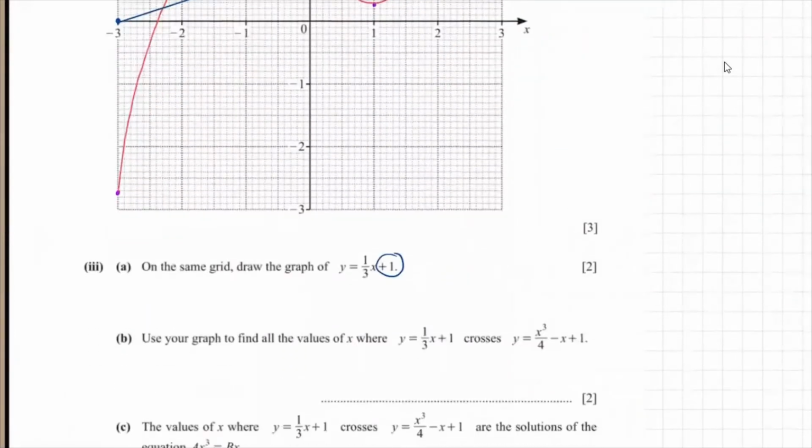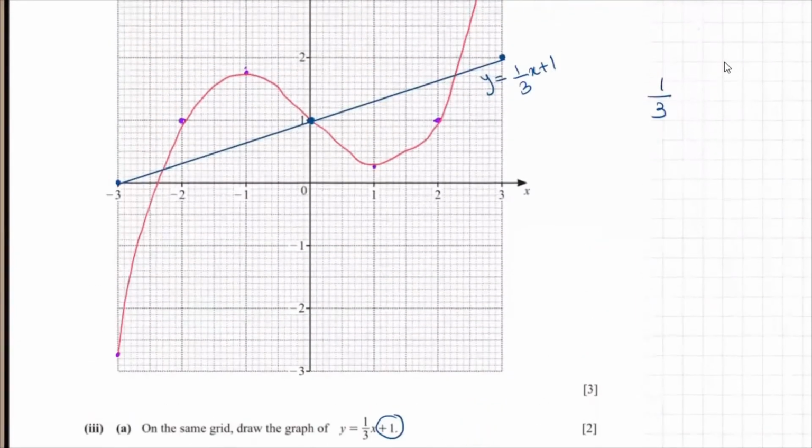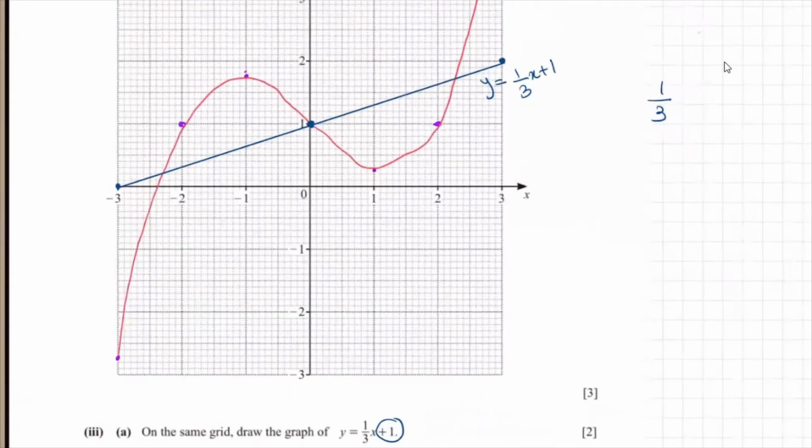Use your graph to find all the values of x where this crosses. Crosses means point of intersection. Go up and check your points of intersection. So your points of intersection are over here. First point of intersection is over here, like you can see, I'm pointing it out. So I'm going to make a straight line. All right, this is my first point of intersection. Second point of intersection is over here at 1. Third point of intersection is over here. So I'm just going to approximate it like this.